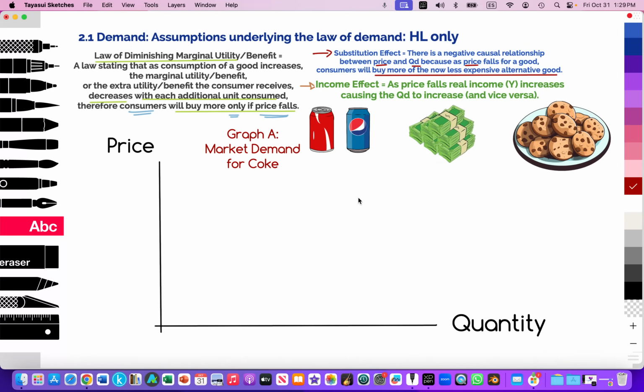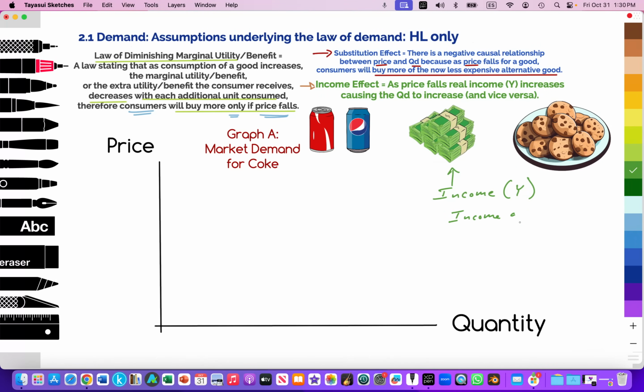All right, so income. Let's talk about income. Income effect relating to income. So income, let's review. Here we have this pile of cash. Let's say that this is income. Symbol for income is Y. Income is generated from the 4 factors of production. Income is generated from the employment of the 4 factors of production.